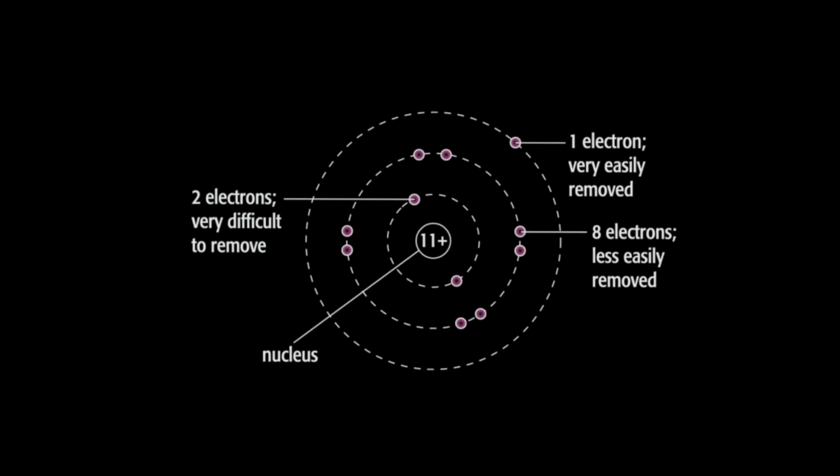Hey guys, so in the previous lesson, we were looking at successive ionization energies and we saw examples of beryllium and even nitrogen. And here I've got an atom laid out for you. This is the electron arrangement of a sodium atom. If you remember, sodium has 11 protons and its configuration is 2, 8, and 1. 2 in the innermost, 8 in the middle one, and 1 in the outermost.